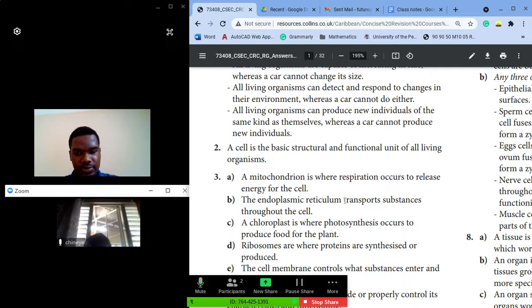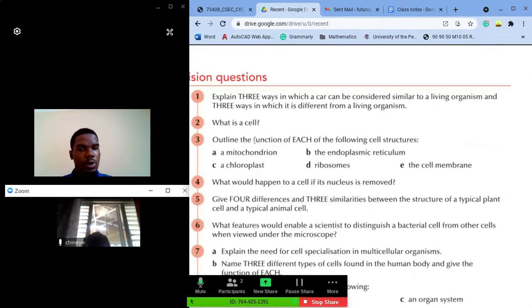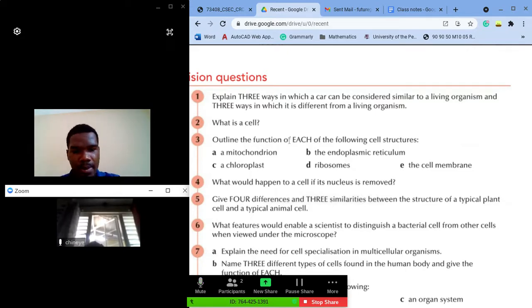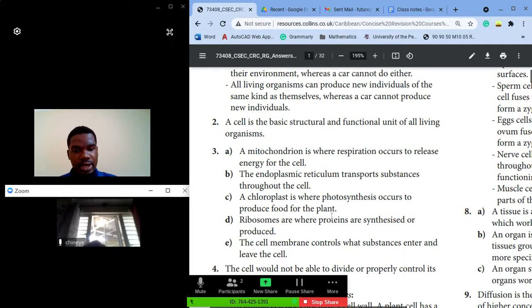Thirdly, a chloroplast. Chloroplast is where photosynthesis occurs to produce food for the plant. Let's quickly go back to the question. It just wants you to outline the function. There's a difference between the function and a definition. The definition is just going to tell me where it is or what it looks like, but the function is going to tell me what it does. So for what the chloroplast does, you're going to tell me that it is where photosynthesis occurs. All right. The ribosomes, you're not going to tell me that the ribosomes look purple or whatever color. You're going to tell me that proteins are synthesized in this part of the cell. All right.